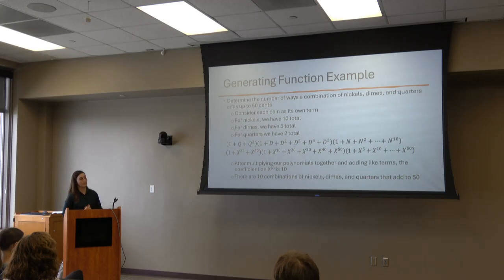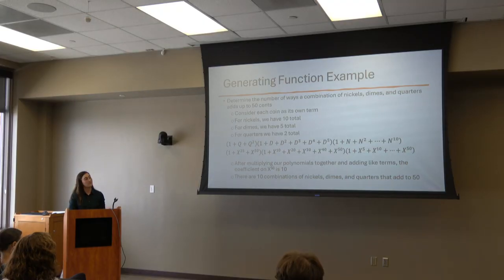And then you'll repeat that for both dimes and nickels, and you'll multiply all those together like you would any other polynomial. The key here is we're looking for the coefficient on the x to the 50 term because that's what the 50 cents is we're looking for. And we find that after multiplying all those polynomials together, the coefficient on the x to the 50 term is 10, which tells us that there's 10 combinations of nickels, dimes, and quarters that will add up to 50 cents.